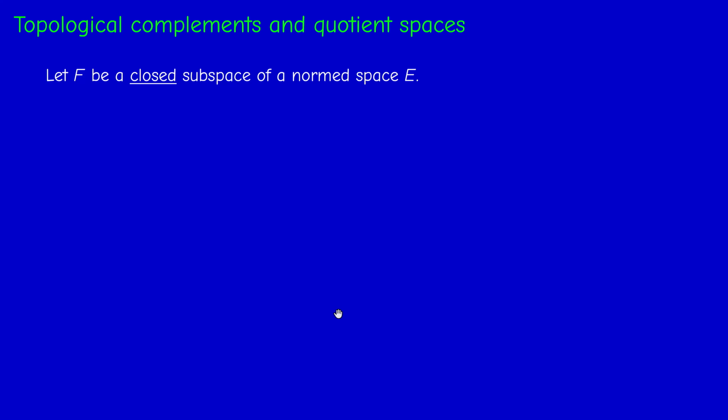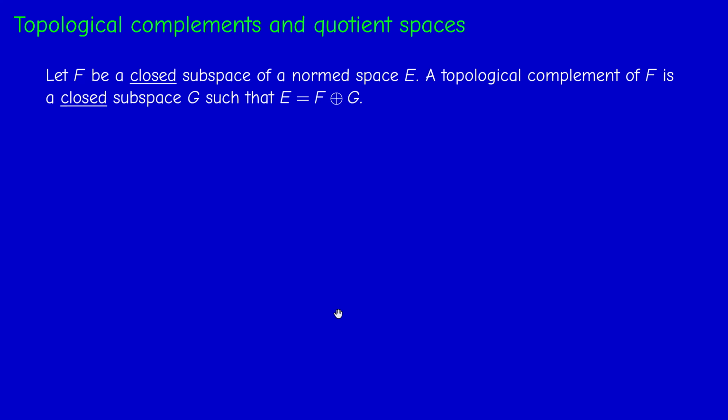But now I will just end with some words about topological complements and quotient spaces. We encountered the notion of algebraic complements in the previous video. Now, the topological complement of a closed subspace F of a normed space E is another closed subspace G such that E is the direct algebraic sum of F and G. So the difference between algebraic complement and topological complement is that we now require the two spaces to be closed.